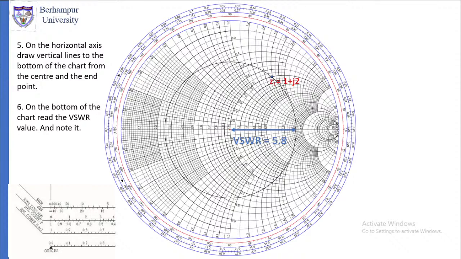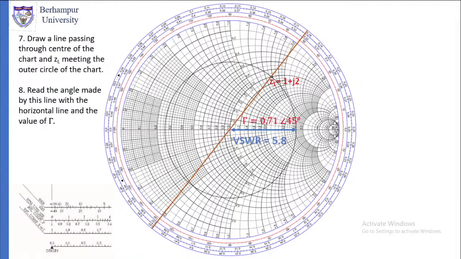Then the next step is, on the bottom of the chart, read what is the VSWR value and note it. Similarly, read what is the gamma value and note it. That I have shown you here. So this you can do.